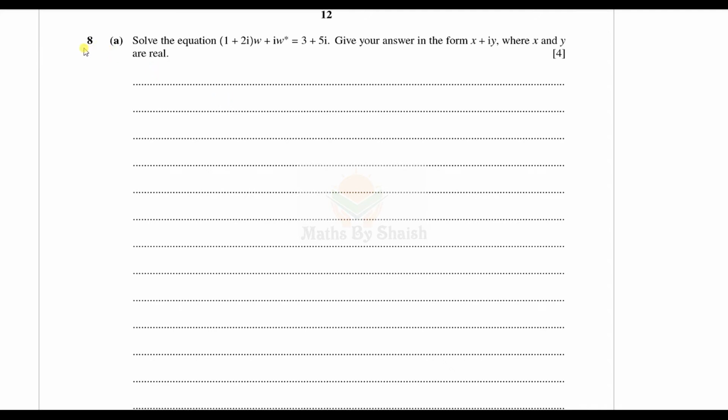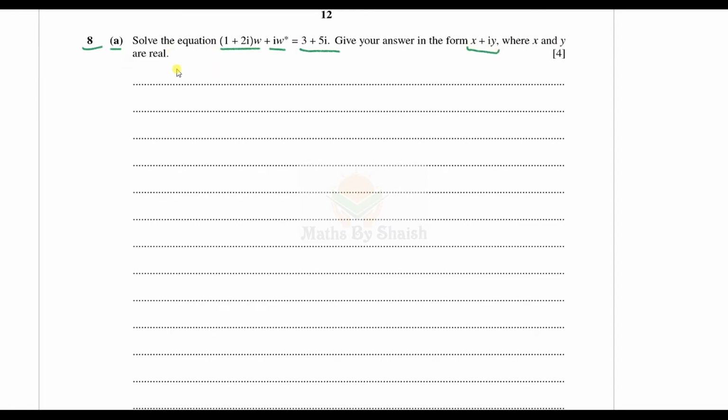So in this video we are going to discuss the last 3 questions of the paper 970932, and here is the question number 8a. Solve the equation (1 + 2i)w + i w*, that is the conjugate of w, is equal to 3 + 5i, and give your answer in the form x + iy, where x and y are real numbers.